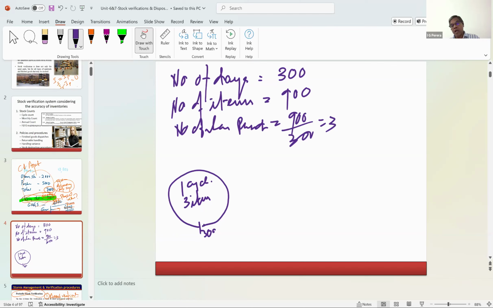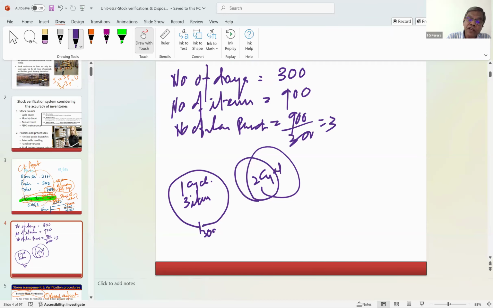Now tell me, for every item to be counted twice in a year, how many items should we be counting per day? 6. How many items should we count every day to count every item 2 times in a year? That means every year we are going 2 cycles. As you said, if we counted 6 items every day, they will be covering every item twice in a year. That means 2 cycles.